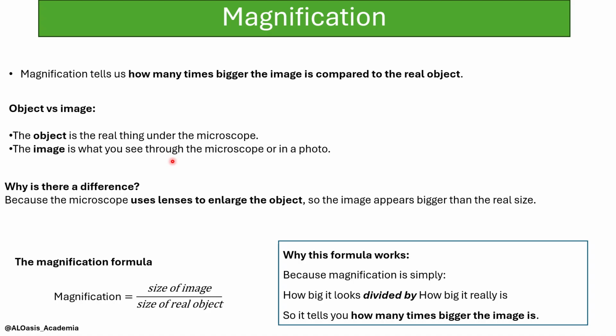One important formula that you need to learn by heart is the formula of magnification. There are a lot of exam questions asking you to find the magnification value for something. To find the magnification, you basically divide the size of the image by the size of the real object. So what we are saying is how big it looks divided by how big it really is, and this will give you how many times the real object has been magnified.